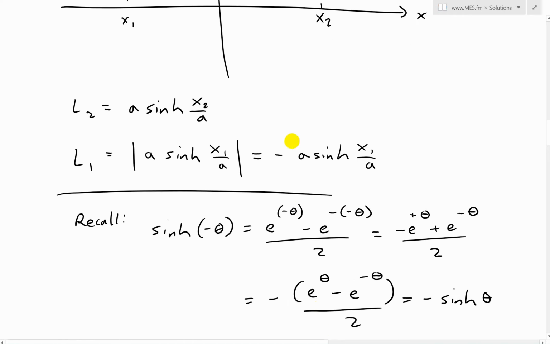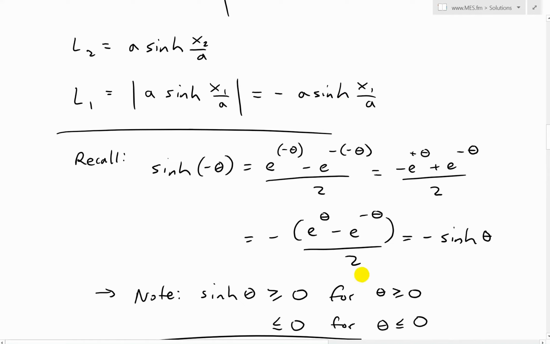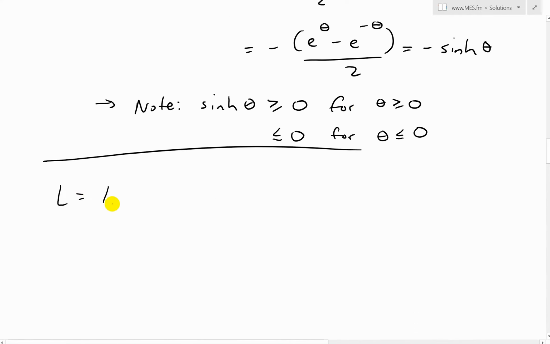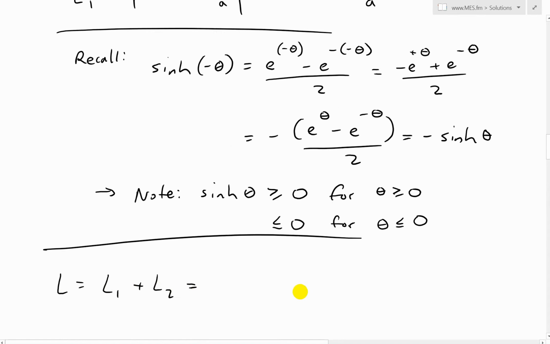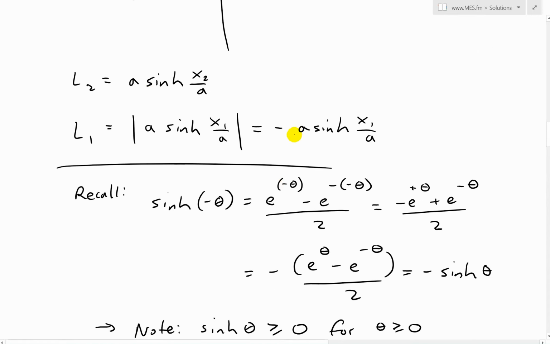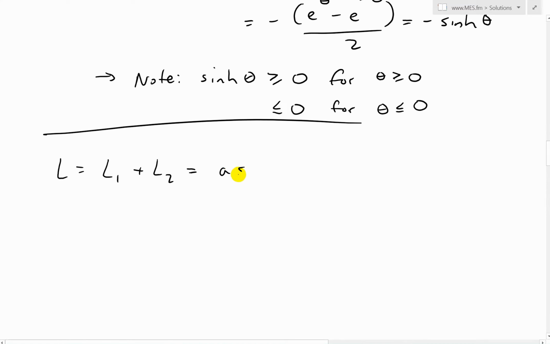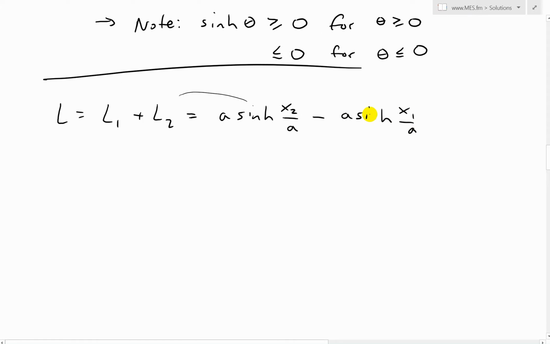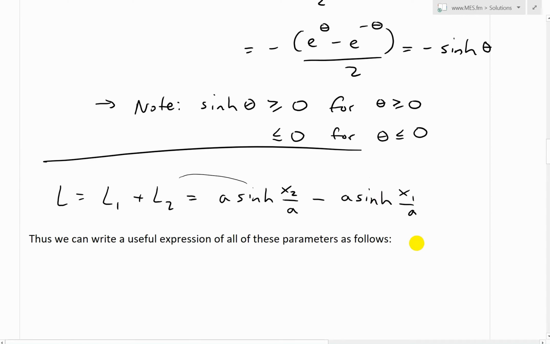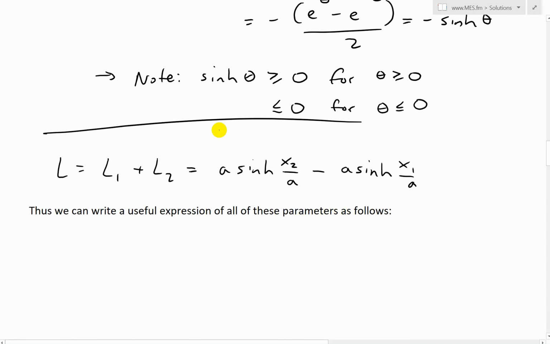So what we have is the total length L equals L1 plus L2. I'll write L2 first so we could have a minus there, so it's neater. So a sinh x2 over a, this is our L2, minus a sinh x1 over a, when we account for the absolute value and put a negative because it's negative for negative x values. Right, so now that we have all this together for L, I'm just going to circle this one out. So that's the L value.